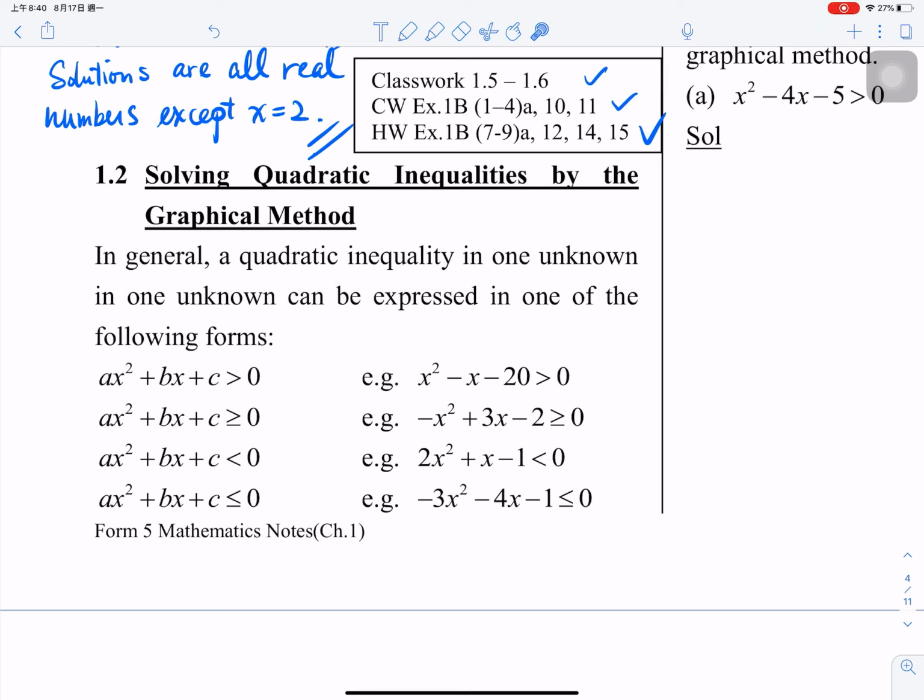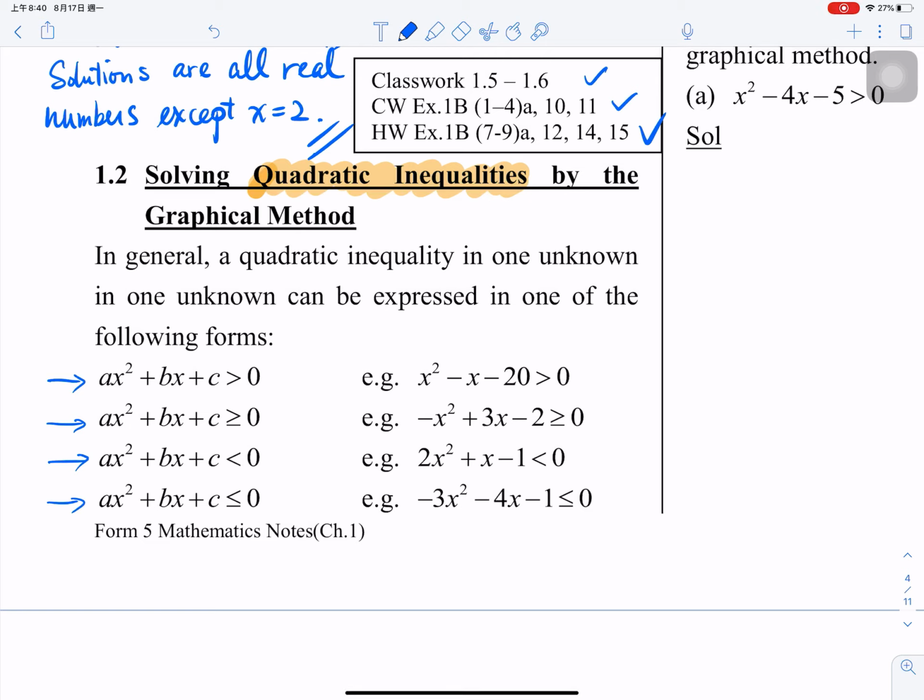1.2 Solving quadratic inequalities by the graphical method. Okay, quadratic again, and this time it is the inequality. Do you remember quadratic equations? This time, quadratic inequalities. That means in degree 2. You see that here are some examples.